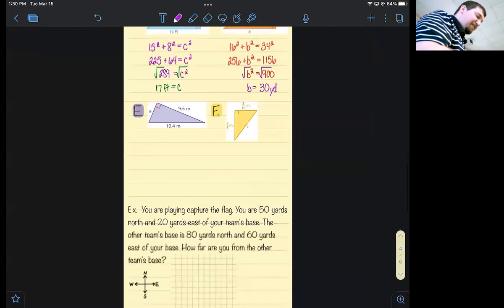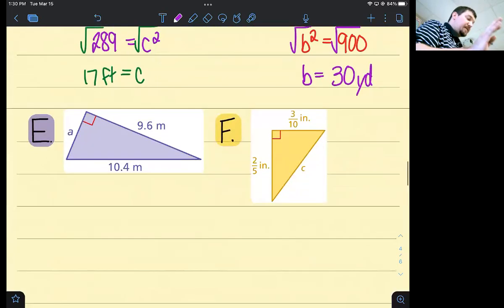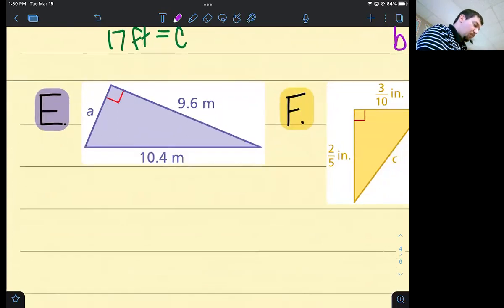All right, E and F, and then we've got a couple story problems we'll look at. I guarantee E and F are not Pythagorean triples because Pythagorean triples don't have decimals or fractions. They're just whole numbers that satisfy the Pythagorean theorem, but we can still do these problems. We're missing one of the legs. The other leg would be the 9.6, so I'm going to square that one.